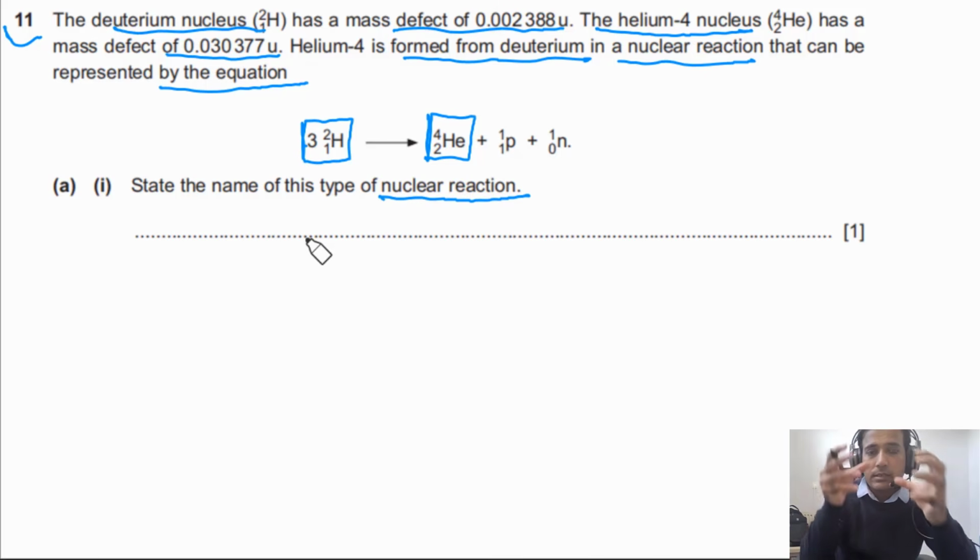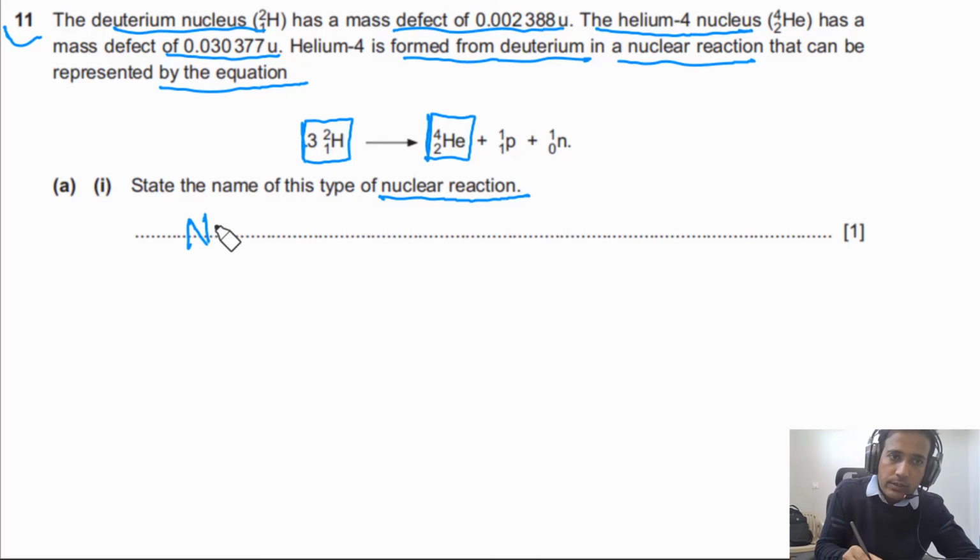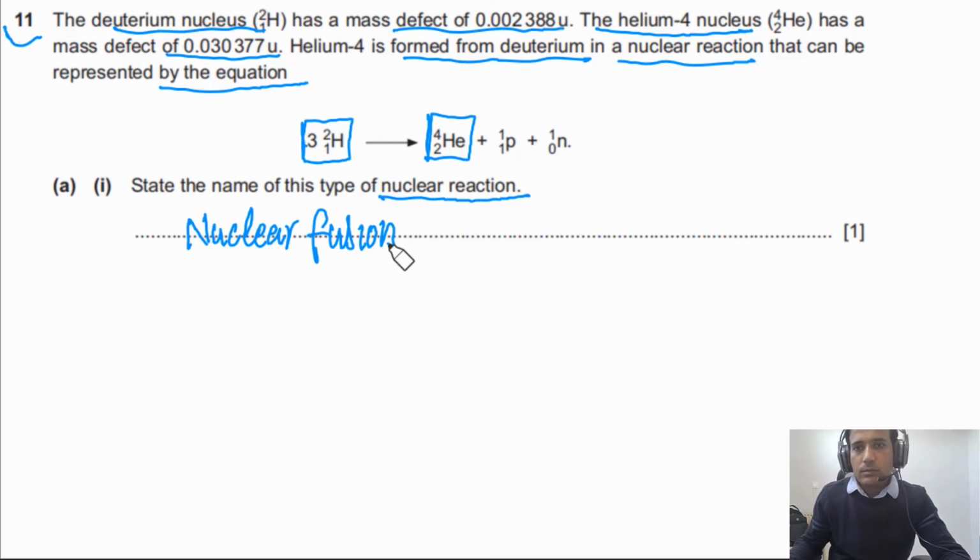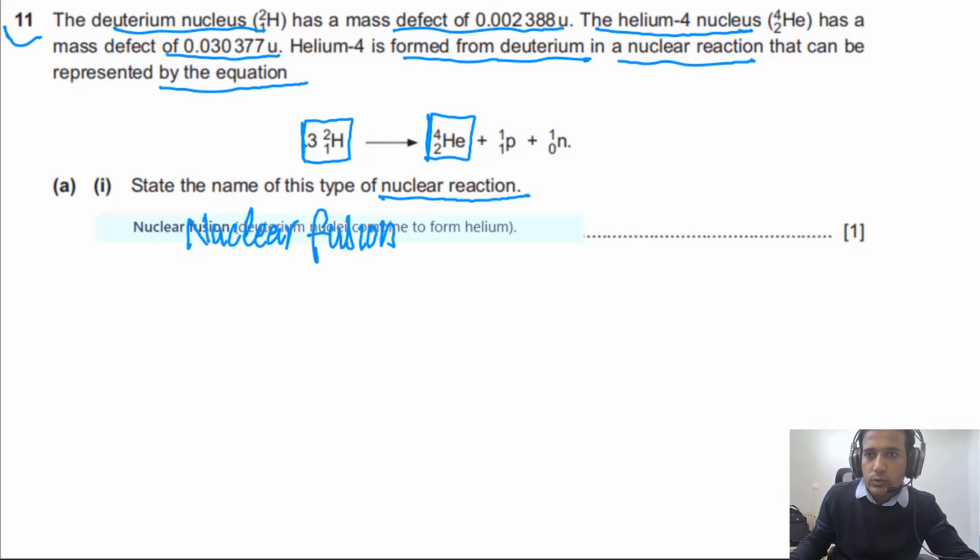In this case, deuterium nuclei combine to form the helium nucleus. So this is simply nuclear fusion. You simply need to write down nuclear fusion. But I have written a little bit in detail, so I will show you a little bit of detail as well, so maybe you need it for your notes.